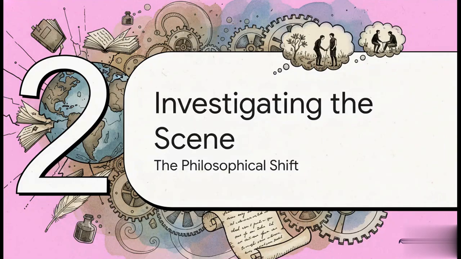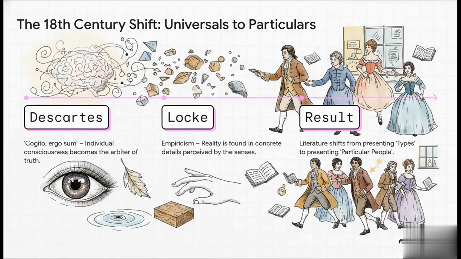But you know, a change this big doesn't just happen in a bubble. To really get why novels suddenly started being written this way, we have to look at the massive philosophical earthquake that was shaking up the 18th century. The novel wasn't just a new art form, it was the artistic symptom of a whole new way of thinking about reality itself. And you can see the whole chain of events right here.